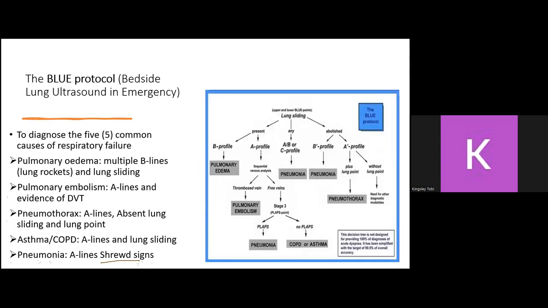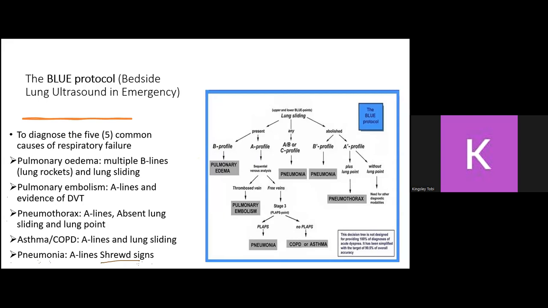All right, the BLUE protocol, as popularized by Daniel Lichtenstein, is something we commonly use in our surgical ICU here in Windhoek. What the BLUE protocol does is help us diagnose the five common causes of respiratory failure. The patient is in respiratory failure and you want to know the cause. The first one is pulmonary edema. You look for multiple B lines, like I described earlier, with presence of lung sliding, and the B lines reduce with your diuretic challenge. This patient has pulmonary edema.